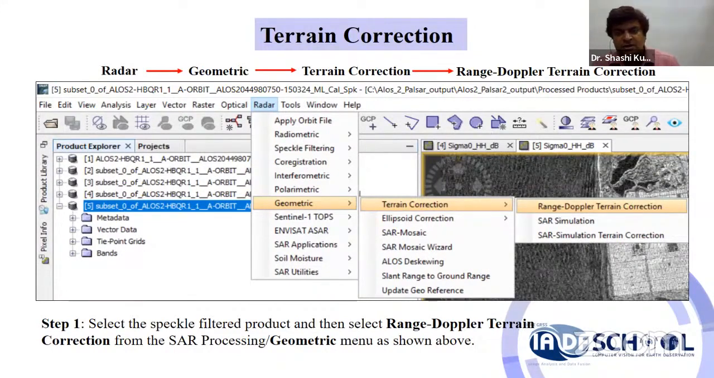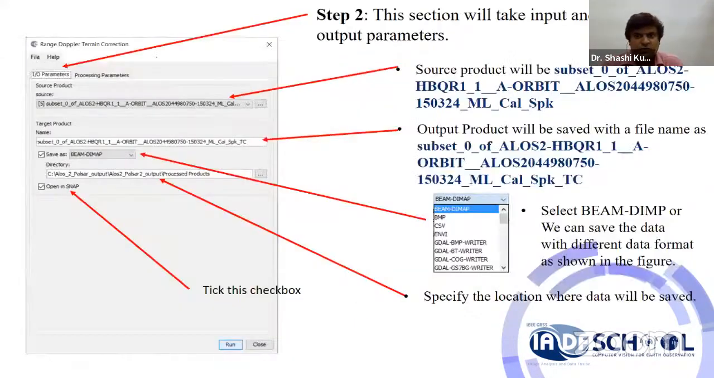Here, this is a kind of geometric correction. Like radiometric correction, radiometric calibration we have done. This is the geometric correction in which we are going to minimize the effect due to the topography of the terrain. Here, when you click the range Doppler terrain correction option, you are going to get input and output parameter options, and processing parameters will also be there.